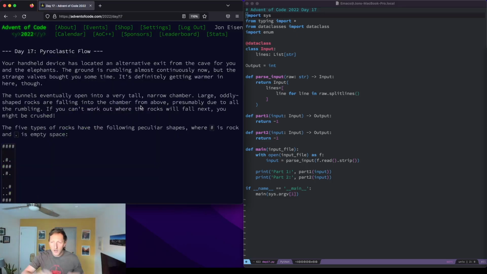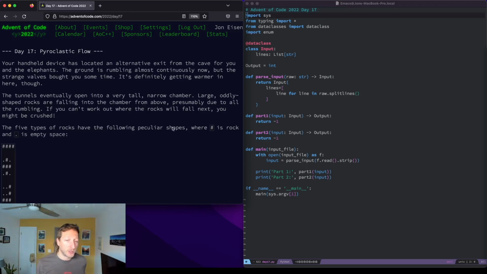Pyroclastic flow. All right, we get some lava flow. The handheld device located an alternative exit from the cave. You and the elephants. The ground is rumbling almost continuously now, but the strange valve bought you some time. It's definitely getting warmer in here, though. The tunnels eventually open into a tall, narrow chamber. Large, oddly shaped rocks are falling into the chamber from above, presumably due to all the rumbling. If you can't work out where the rocks will fall next, you might be crushed.